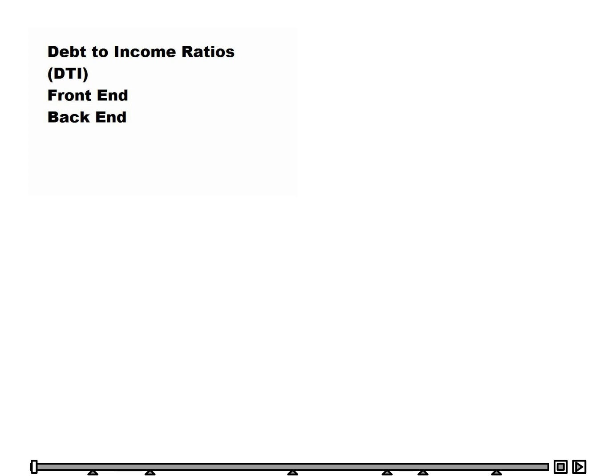In this section, we're going to discuss debt-to-income ratios. In the industry, they're commonly referred to as DTI. Debt-to-income ratios are used to evaluate the borrower's capacity, or the ability to afford the mortgage for which you are trying to qualify them. There's two ratios that are commonly used, the front end and the back end, also called the primary and the secondary.